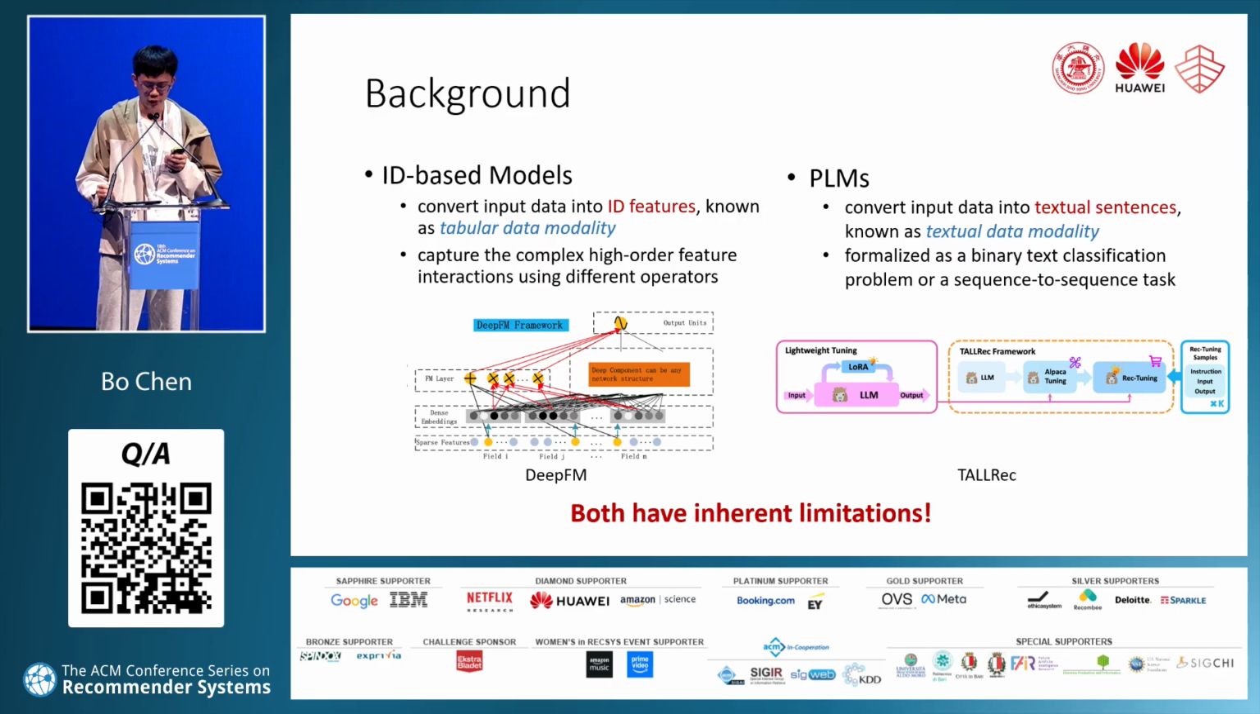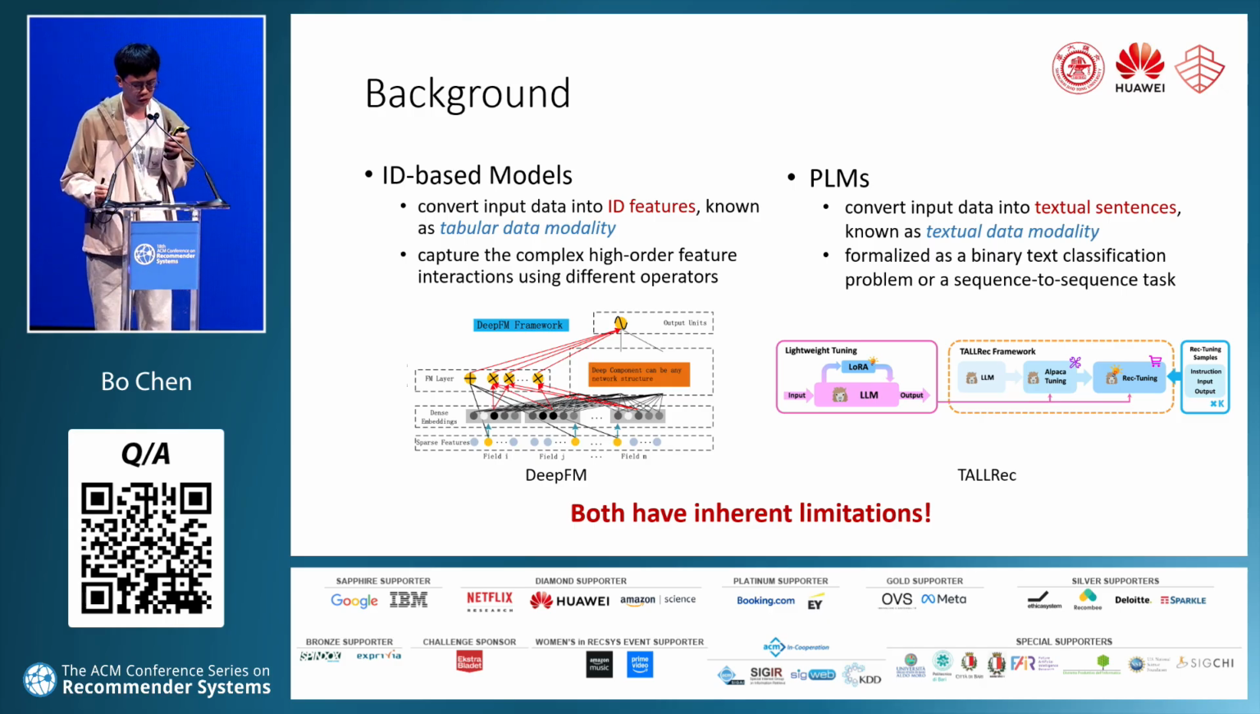On the other hand, recent research uses the pre-trained language model as a text encoder or recommender directly. The input data is first transformed into a textual sentence via the prompt template, which can be referred to as the textual data modality. Then the pre-trained language model encodes and understands this sentence and turns the CTR prediction task into either a binary text classification problem or a sequence-to-sequence prediction task.